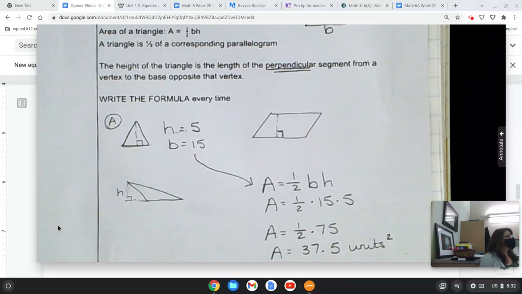Now, why is there a 1/2 in the triangle formula? Does anybody remember from videos or anything? Because a triangle is 1/2 a square. Okay, it's 1/2 of a square. Because when doing a triangle and multiplying it, you have to split it in half.